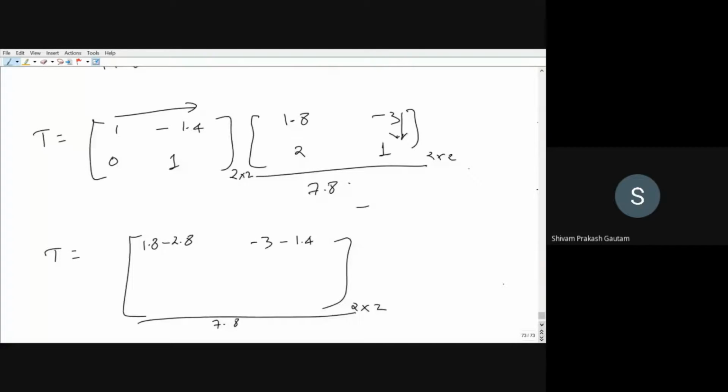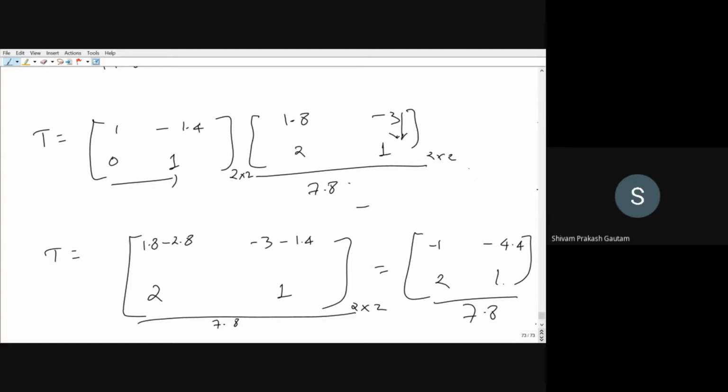Now we will multiply the second row. Sorry, it will not be 0. 0 into 1.8 will be 0 and plus 1 into 2 will be 2. So here we will be having 2. And the last one, that is second row and second column: 0 into minus 3 will be 0 and 1 into 1 will be 1. So we will be having 1. So finally we will be having minus 1, minus 4.4, 2 and 1, whole divided by 7.8.